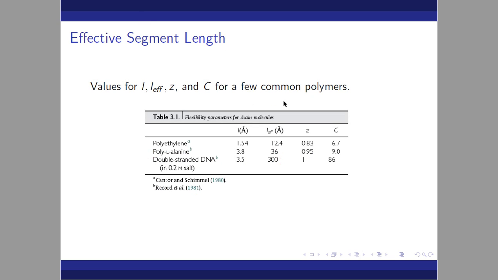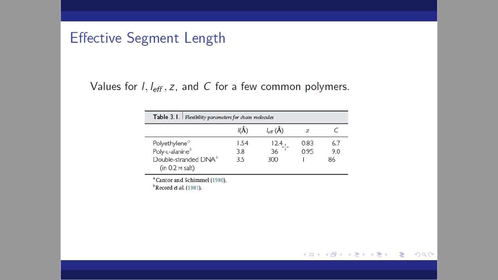So these are some of the values for common polymers. Here you can see that L is 1.54 between C and C, the monomer and the monomer. But L effective, the Kuhn segment, is 12.4. Maknanya contohnya ini adalah untuk setiap 11 monomer, so we have one effective length. Z is the factor 0.83, C is 6.7. So it's long.